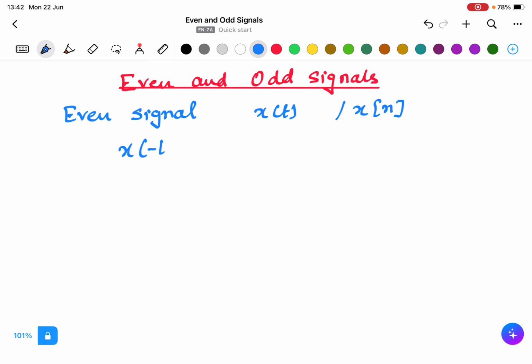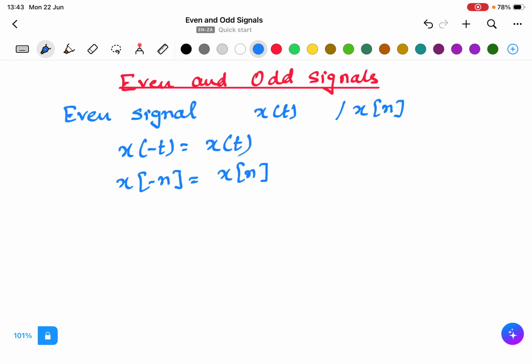x of minus t is equal to x of t, and in discrete time domain x of minus n is equal to x of n. That means if you are replacing the time signal or rotating the time signal by 180 degrees, then the signal must remain the same.